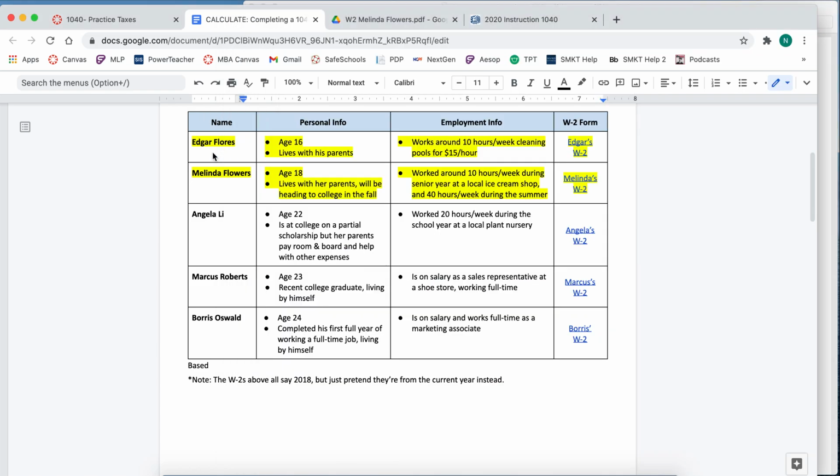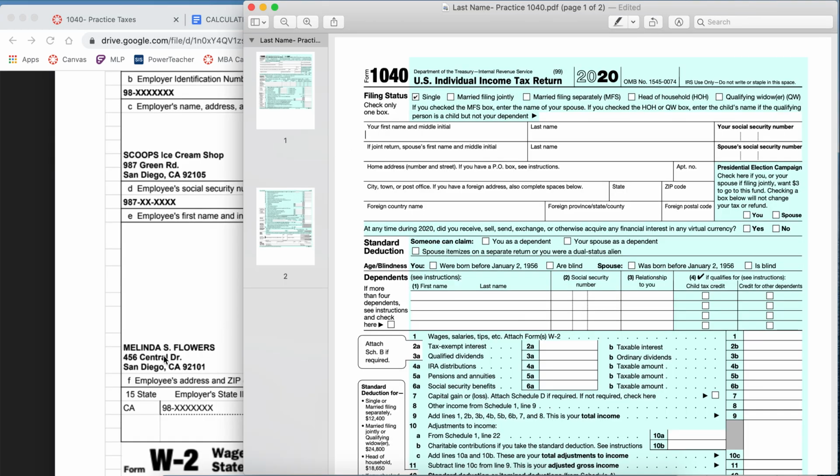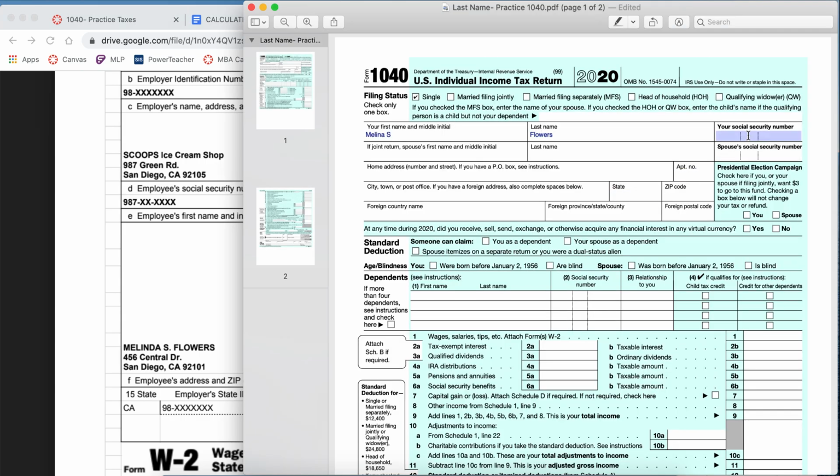And now we're going to look back at her W-2 and we're going to get her personal information. Alrighty, so we see in this bottom left corner, I have her name and her address. So I'm going to put Melinda S. Flowers. Next, I go to her social security number. That is in box D, right above her personal information. We see box D says employee social security number. So hers is 987XXXXXX. She is not married, so we skip this next row, and we go to her home address.